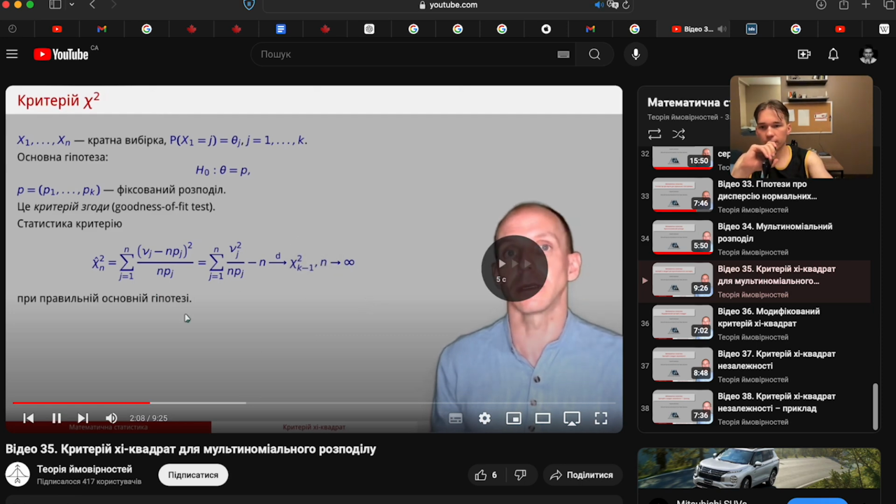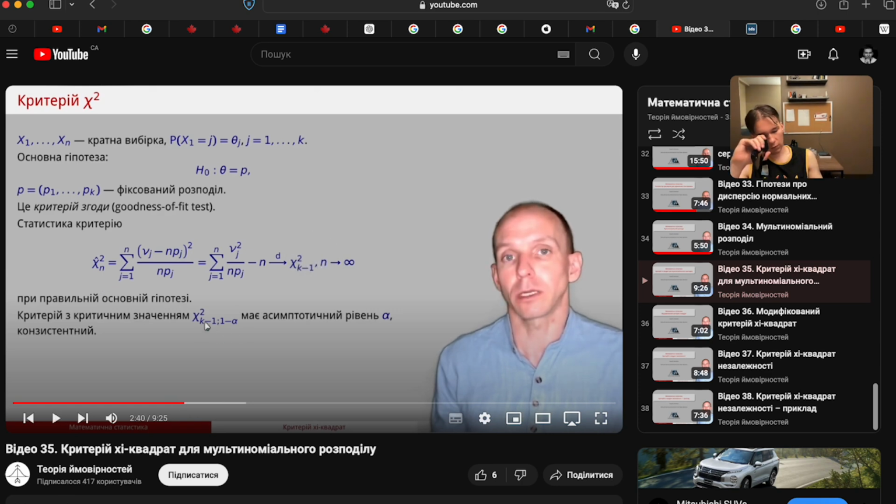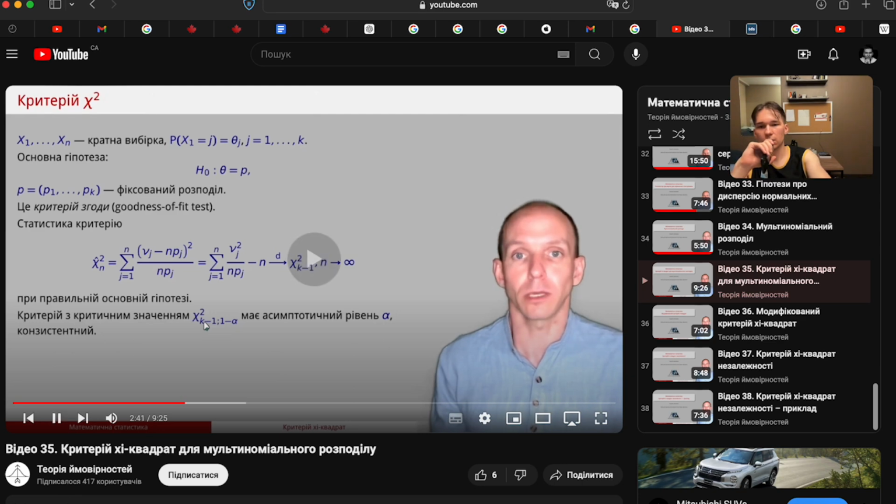So we can get the critical value as the quantile of level 1 minus alpha of the chi-squared distribution with k minus 1 degrees of freedom, with asymptotic level alpha, consistent. Great.